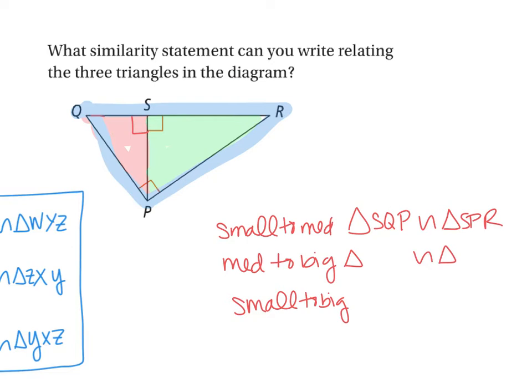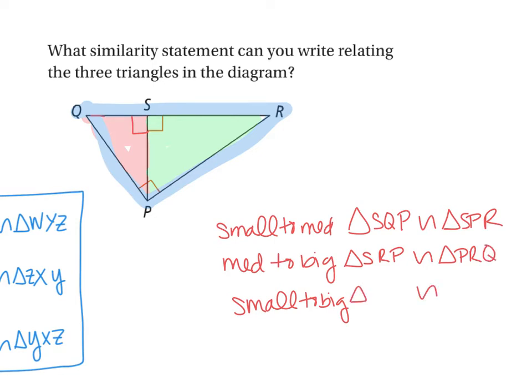Let's do this. So we've got medium to big now. So let's just do the right angle again. So the right angle on the medium is S. The right angle on the big one is P. Now let's do the skinny angle. The skinny angle on the medium one is R, and the skinny angle on the big one is also R. And then the fat angle on the medium one is P, and the fat one on the big one is Q.